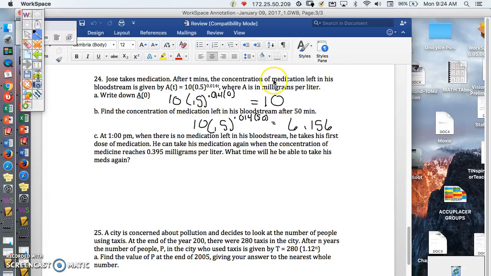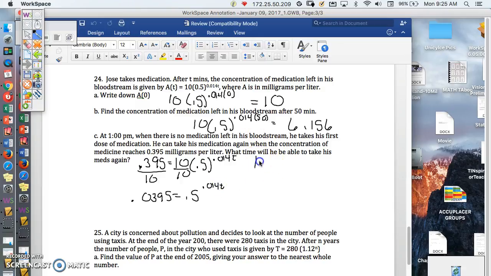Now let's take a look at this next problem here. At 1 p.m., when there is no medication left in his bloodstream, he takes his first dose of medicine. He can take his medication again when the concentration of medicine is 0.395 milligrams per liter. When will he take his meds again? So we want to know time. So 0.395 equals 10 times 0.5 to the 0.014 t. So we have to solve this. So first thing would be to divide by 10. So we have 0.0395 equals 0.5 to the power of 0.014 t.